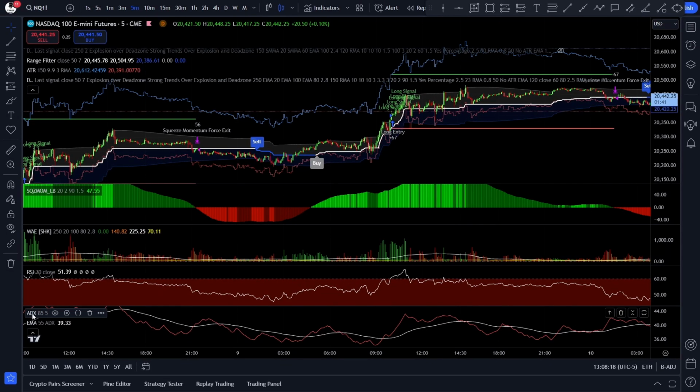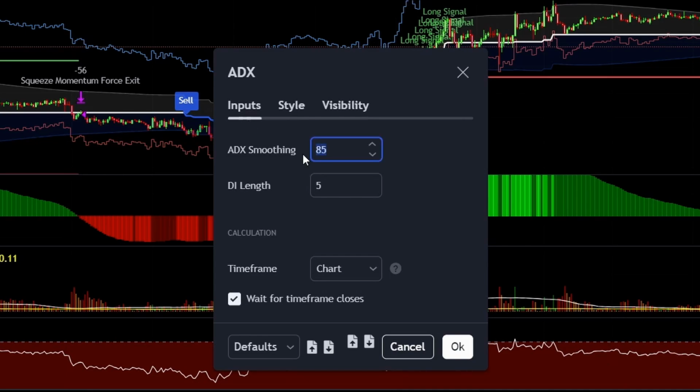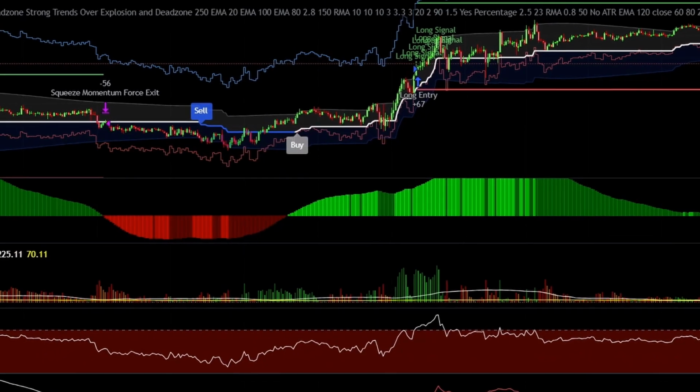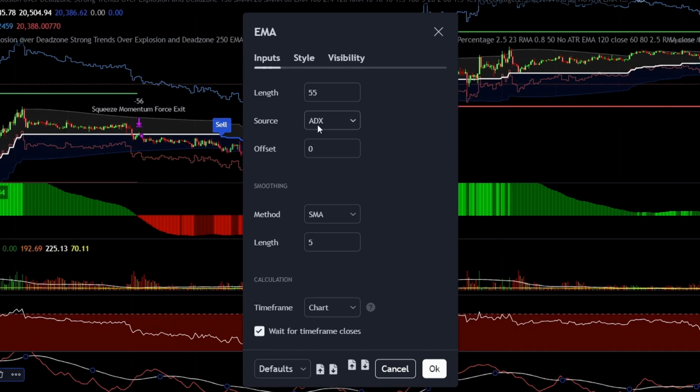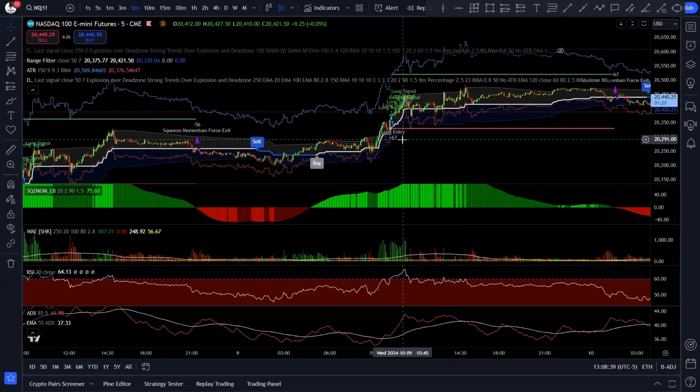And the last indicator, the ADX with EMA. Open up the ADX settings first, change the smoothing to 85, the DI length to 5, then open up the ADX based EMA, change its source to ADX, its length to 55, and change the color to white. And now we have all the indicators correctly set up for the Simplified strategy.